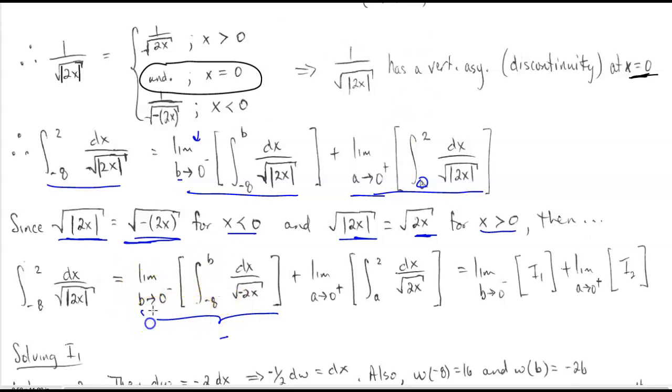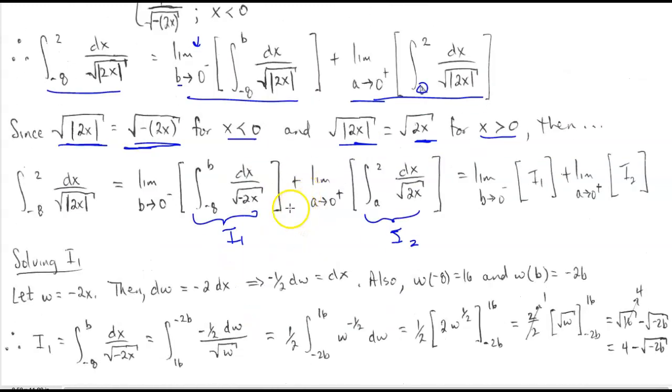We are going to call the integral on the inside of this I1 and the integral on the inside of that I2. Notice that this goes from -8 to b, and then from a to 2. Of course, in both of those cases, both b and a are approaching 0, just from opposite sides of that number.